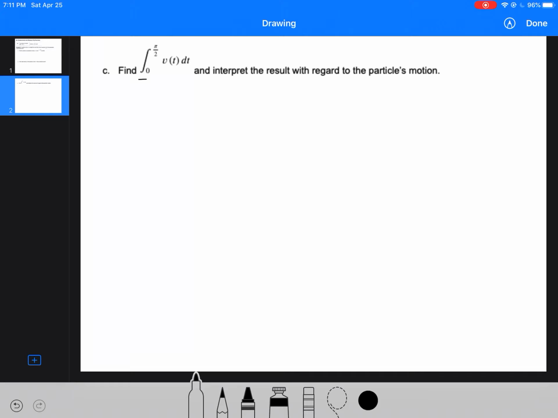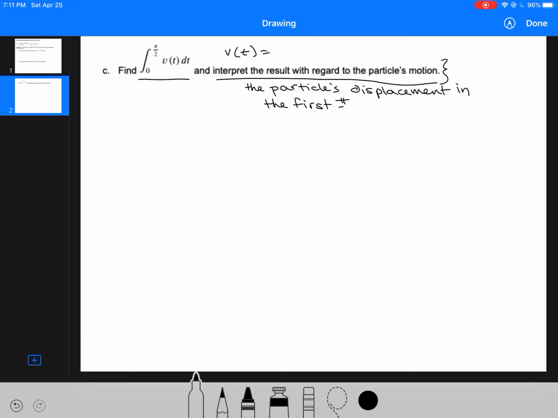The last part of this question is asking us to find the integral from 0 to pi over 2 of v of t dt and then interpret the result with regard to the particle's motion. Right now, maybe you can already do this and you're already thinking distance, displacement, I'm integrating again, I'm going up another level. And that is what our integral is going to give us. It will give us the particle's displacement in the first pi over 2 seconds.